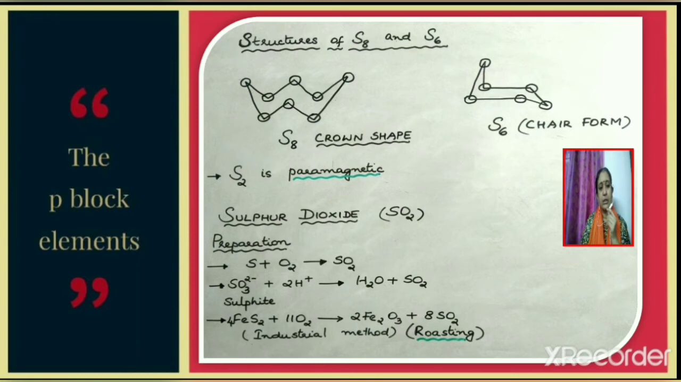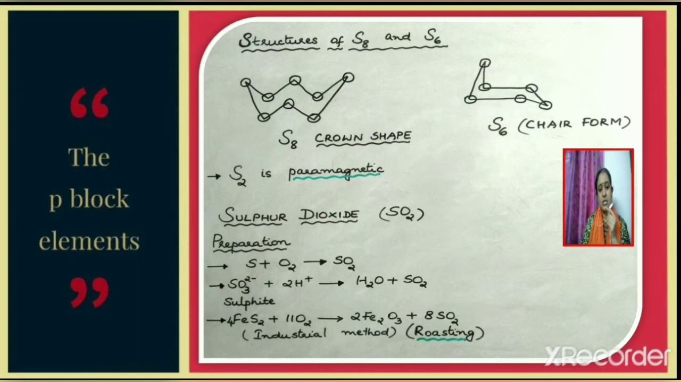Sulfur dioxide, methods of preparation. Sulfur burns in air or oxygen to give sulfur dioxide. So we can write the equation as S plus O2 gives SO2. Another method used is the reaction of sulfite with sulfuric acid. So sulfite SO3 2 minus plus H plus gives H2O plus SO2.